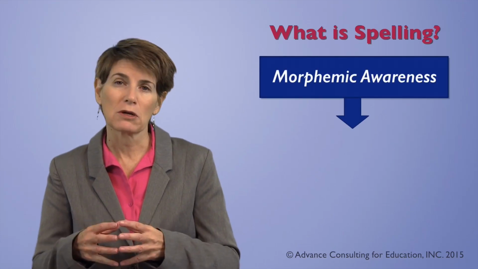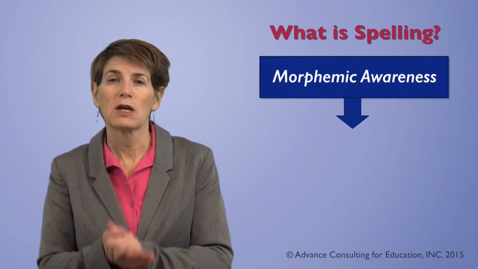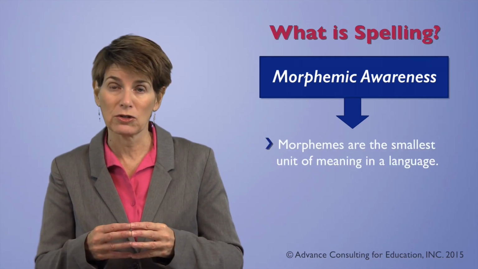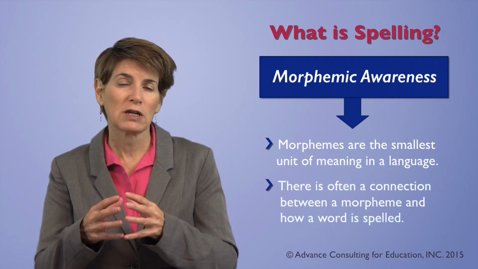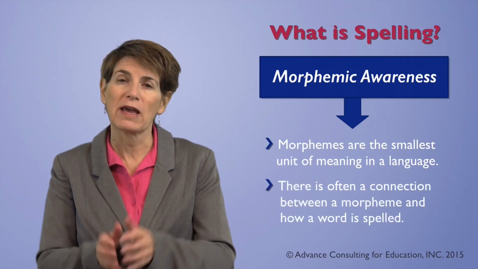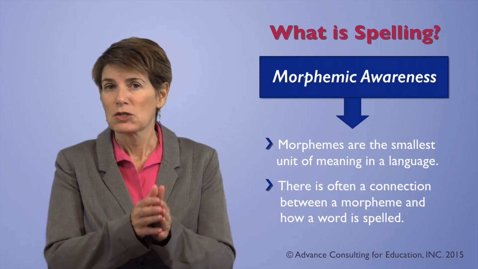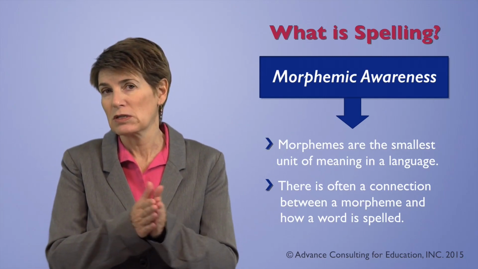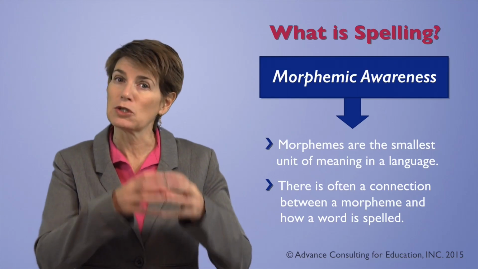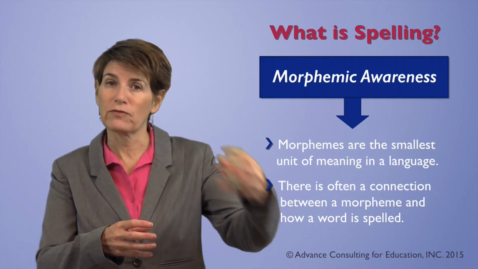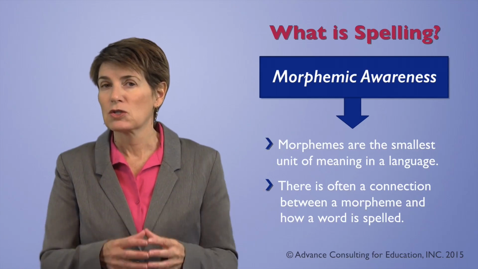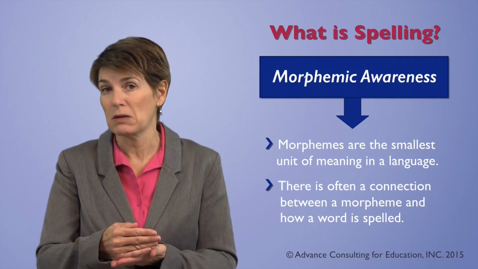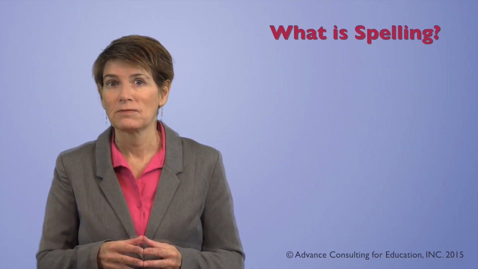So morphemes, if you recall from other learning that you've done, morphemes are the smallest unit of meaning in a language. And there is often a connection between a morpheme and then how a word is spelled. So if I take a word and divide it up into its morphemes, I can start to see some patterns in terms of how those units of meaning are represented visually with the spelling system. So morphemic awareness adds a layer to my ability to spell.